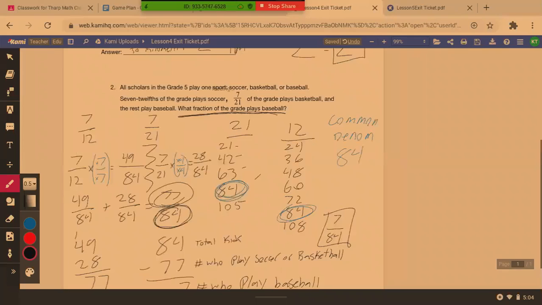So let's make sure we put our answer nice and clear. 7 over 84.